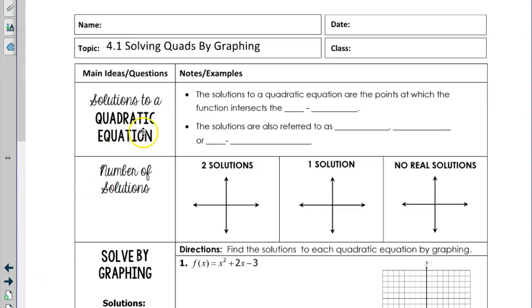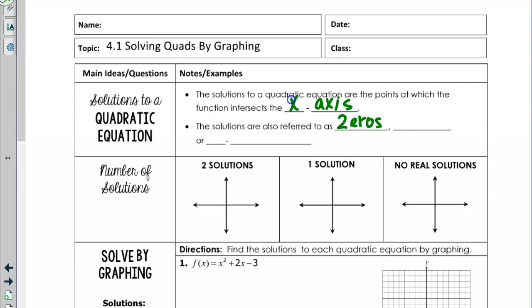So when we talk about solutions to a quadratic equation, when you graph that, it's where it's going to cross the x-axis, because where it crosses the x-axis, the value of y is 0, and that's how you solve the quadratic. So the solution crosses the x-axis or intersects the x-axis, and that's where your value of y is 0. These are also going to be called or referred to as the zeros, because the y value is 0.